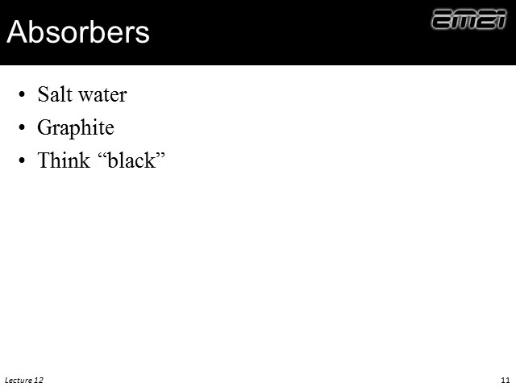Then we have the materials that are absorbers. Sometimes we want absorption. Salt water is a good absorber. The salt and the ions in the salt water make it very absorbing. Graphite: think of these as black materials, even though we only see black at visible wavelengths. If it's absorbing at other wavelengths, we can think of that as being very black and absorbing.